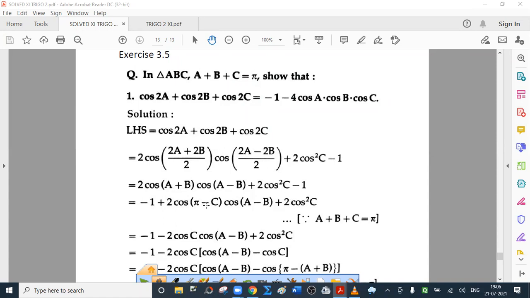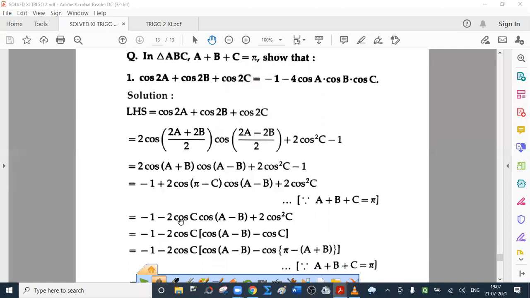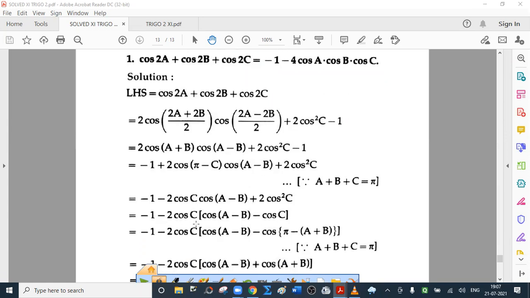But what is cos of 180 minus theta? Minus cos theta. So, in the next step, you will see minus 1 as it is, minus 2 cos C cos of A minus B plus 2 cos square C as it is. From second and third terms, minus 2 cos C can be taken common to get in bracket cos of A minus B minus cos C. Now, see the right hand side. We need cos C, which we have already obtained.